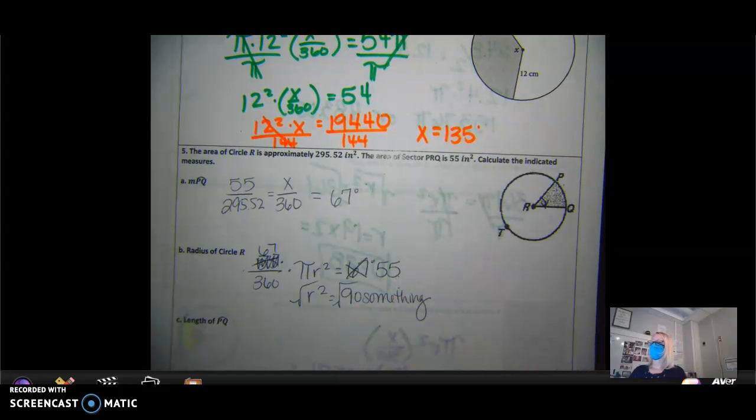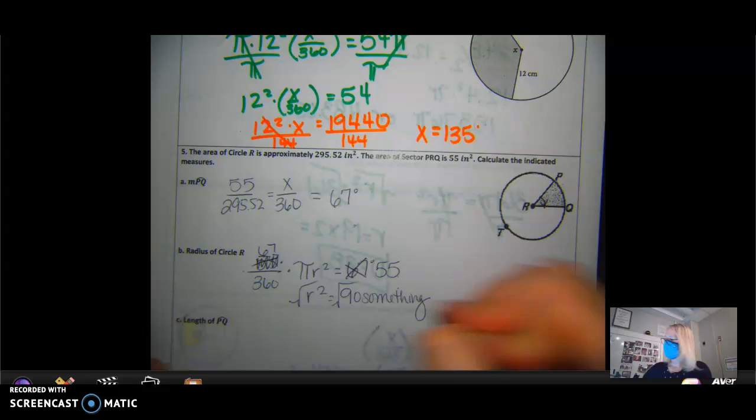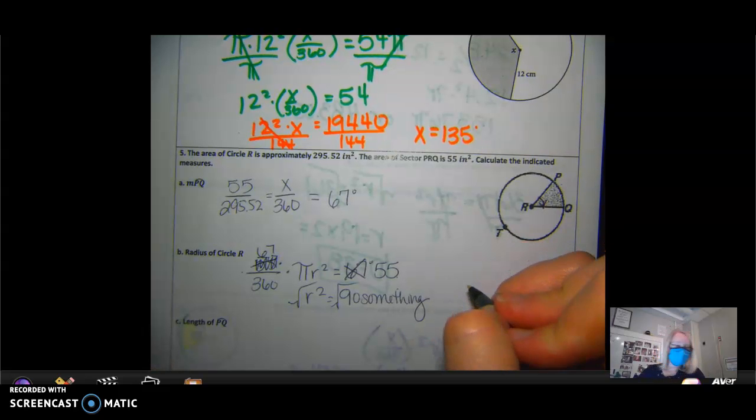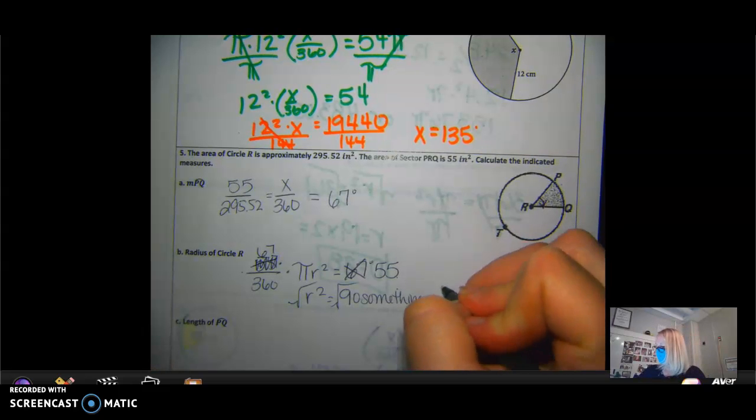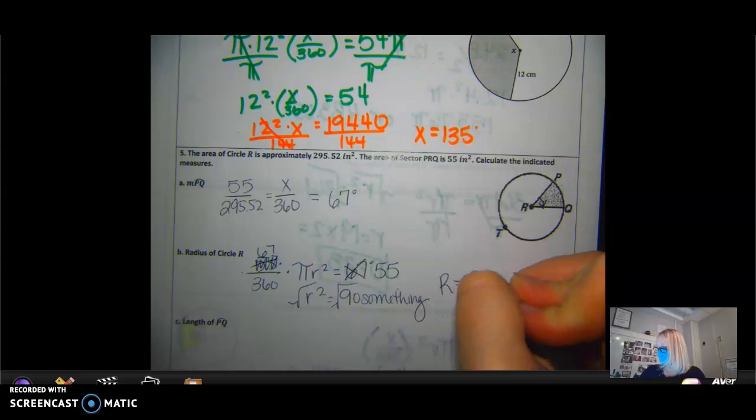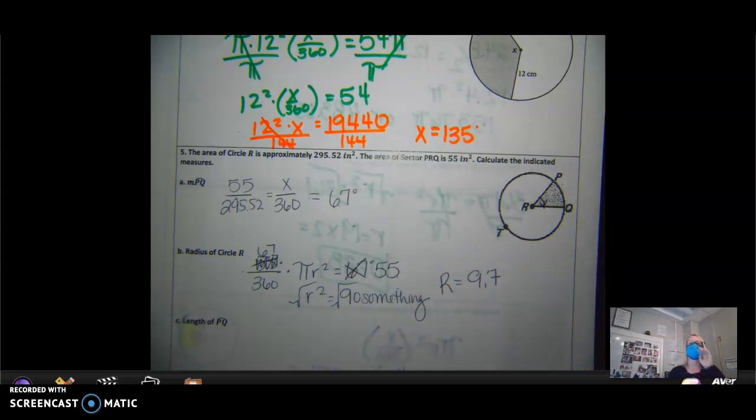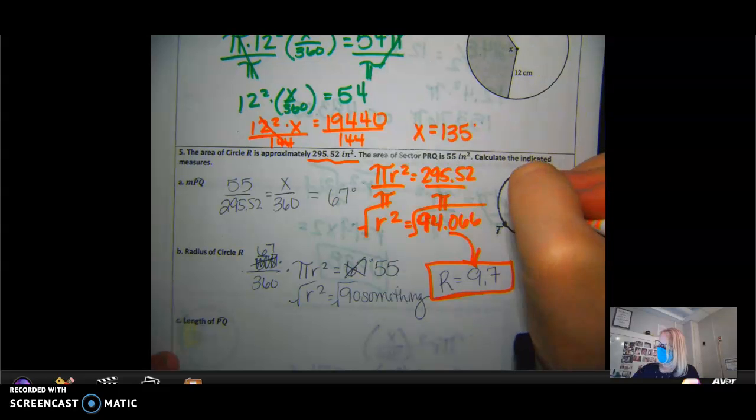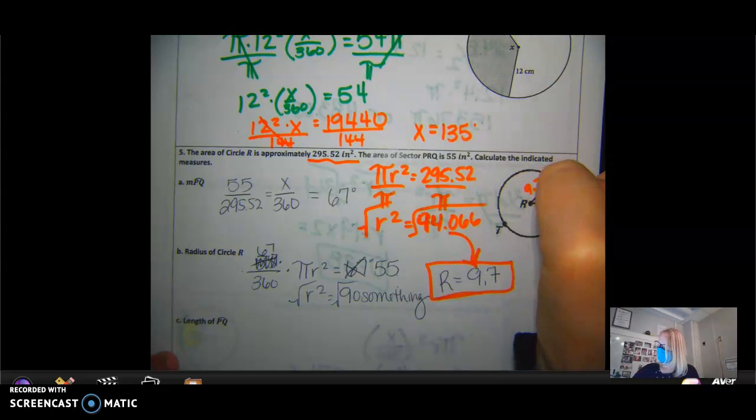Are you guys following it all or not? Okay. Do you like how I wrote 90 something? And then whenever I square rooted that, I got the radius is 9.7. Do you guys agree or disagree? Okay. 9.7. This is 67 degrees. Okay.